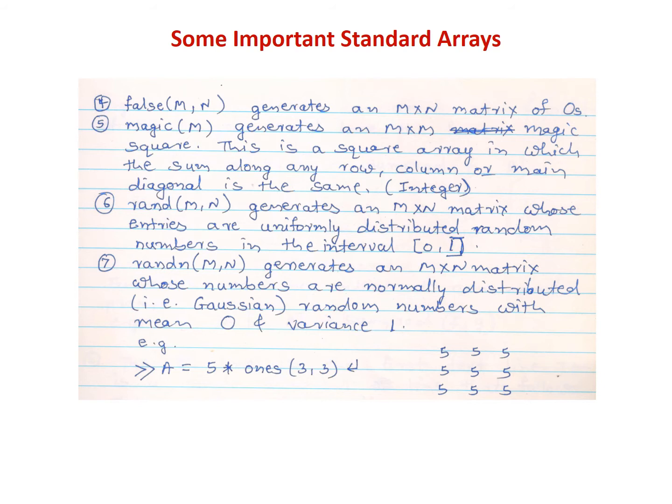is of type integer. After this, the function rand(m,n), which generates an m by n matrix whose entries are uniformly distributed random numbers in the interval 0 to 1. The function randn(m,n) generates an m by n matrix whose numbers are normally distributed random numbers with mean 0 and variance 1.